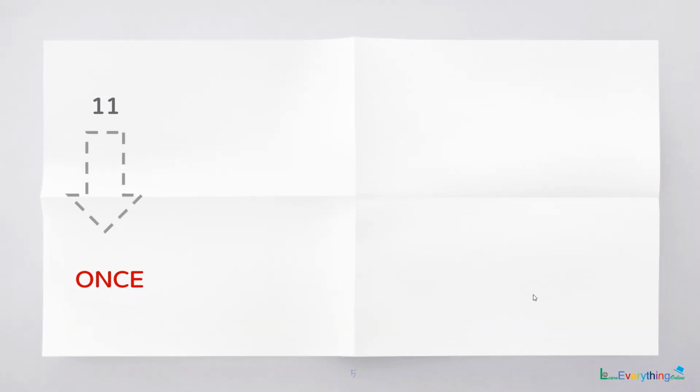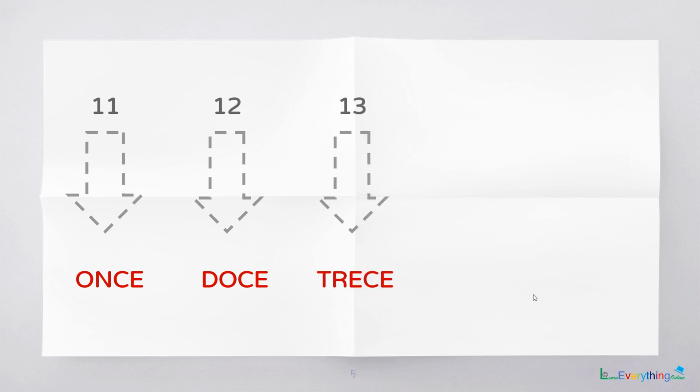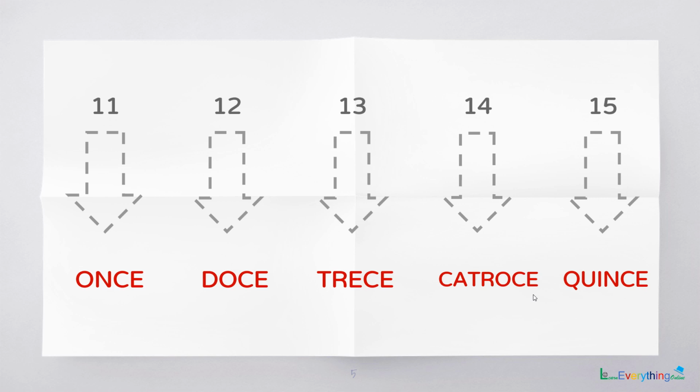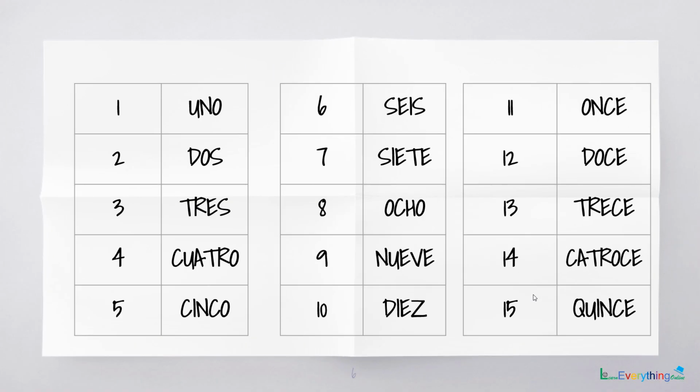11, once. 12, doce. 13, trece. 14, catorce. 15, quince. Remember, QUI here is pronounced "ki", as in quince. So the numbers 1 to 15 are said in this way. You can pause the video here for some time and go over it once again so that it fits into your memory a little more.